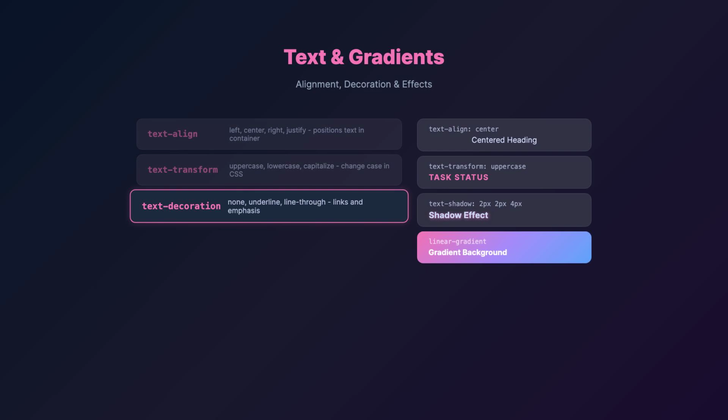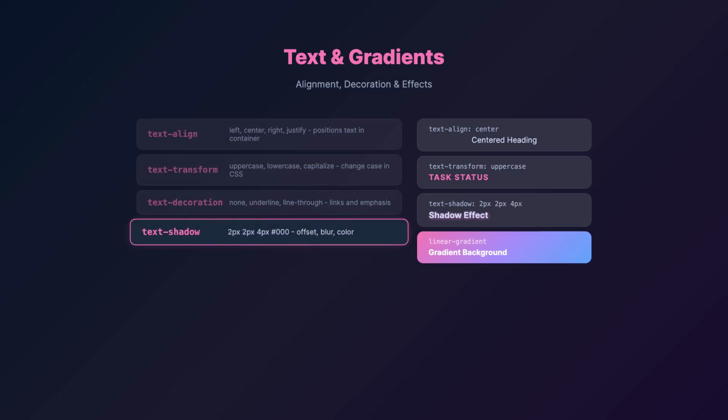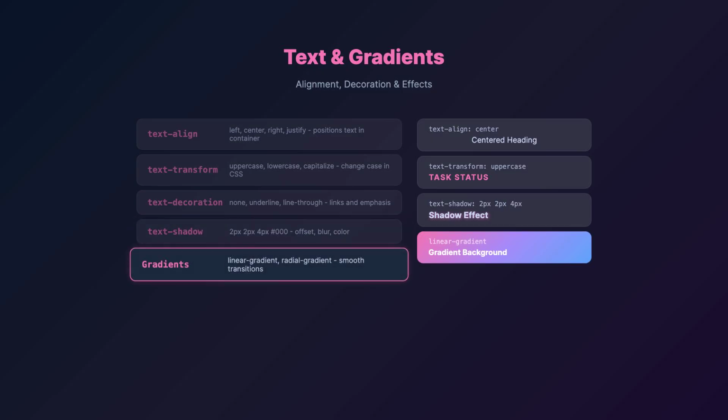Text decoration controls underlines, overlines, and strike-throughs. Text decoration none removes the default underline from links. Text decoration underline adds one. Line through creates a strike-through. Text shadow adds a shadow behind text. Text shadow: 2px 2px 4px #000. That's horizontal offset, vertical offset, blur radius, and color. Use subtle shadows on headings over images for readability.